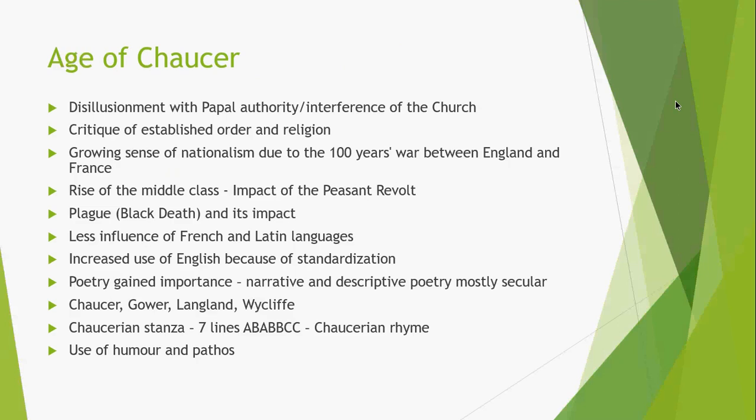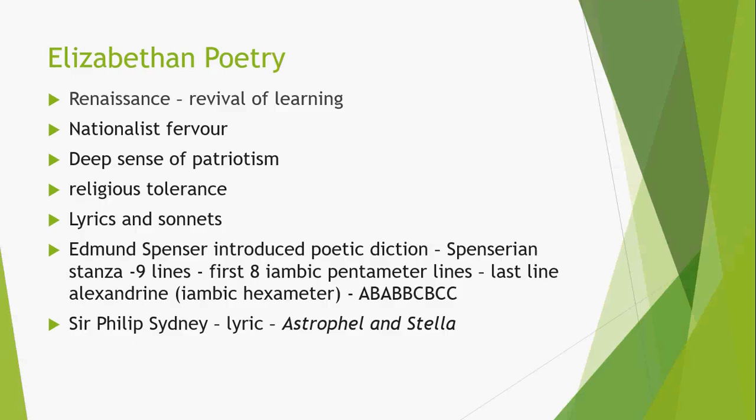These were the aspects that we looked at when we were discussing the age of Chaucer. We looked at the socio-economic and the political background. We looked at the various aspects that were influencing his age. We had a quick reference to his contemporaries. Then we moved on to the Elizabethan poetry. We talked about Philip Sidney. We talked about Edmund Spenser. We talked about Shakespeare in greater detail.